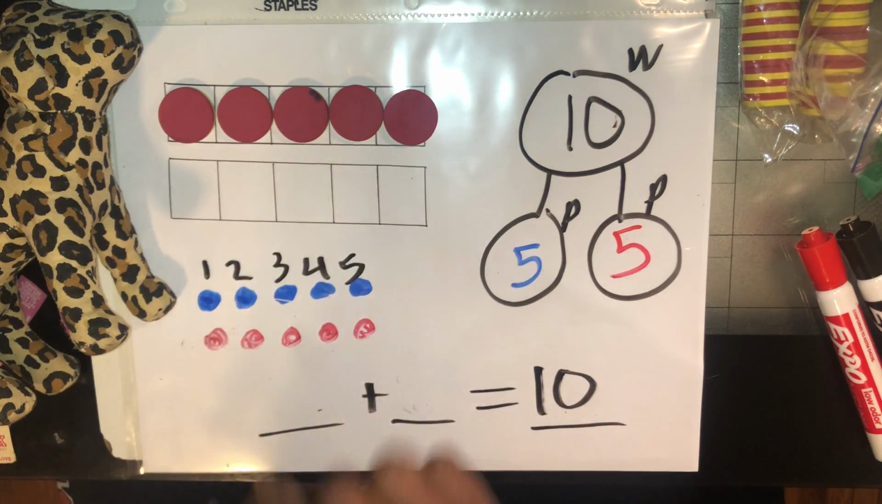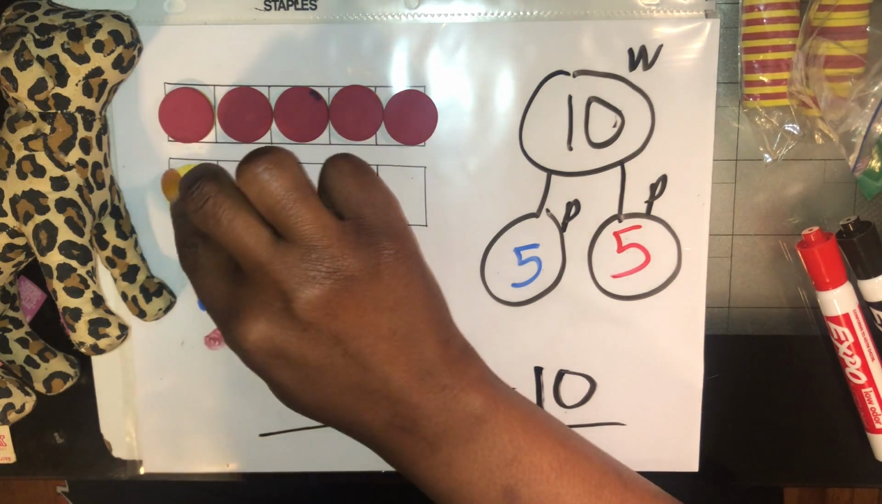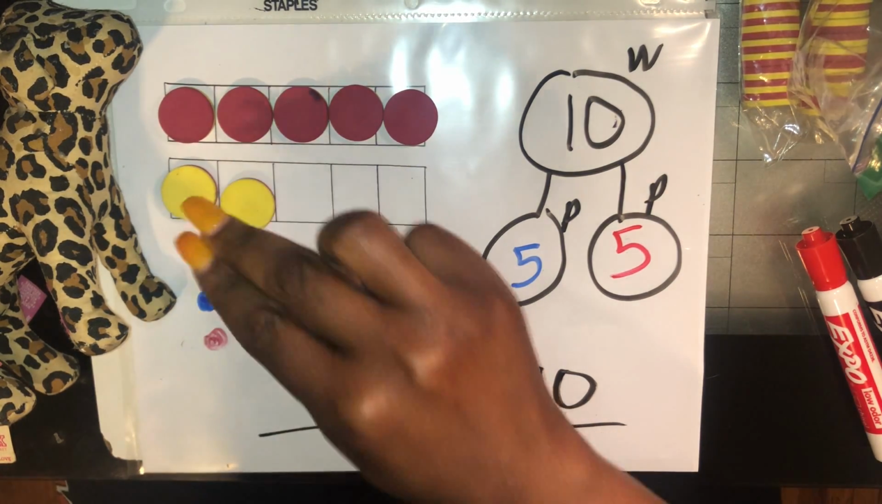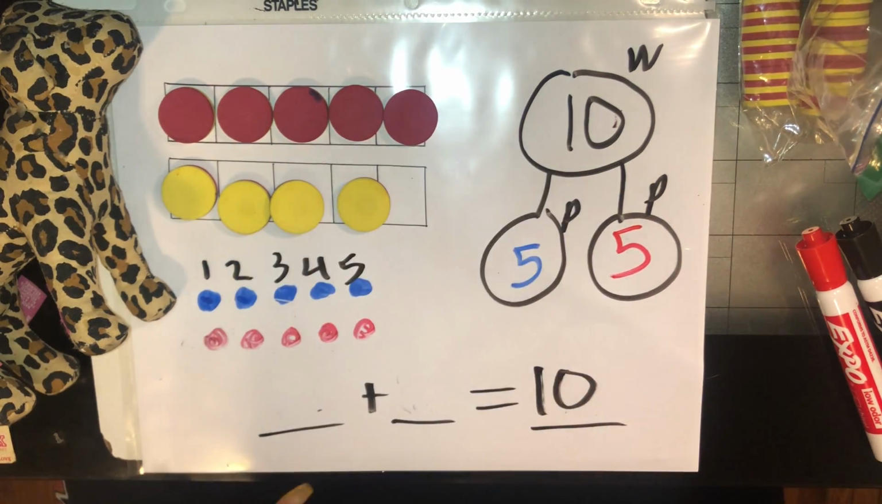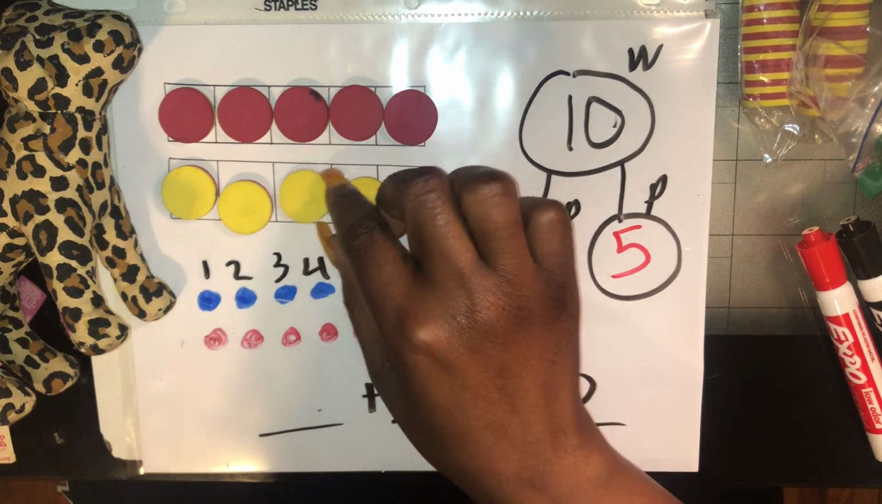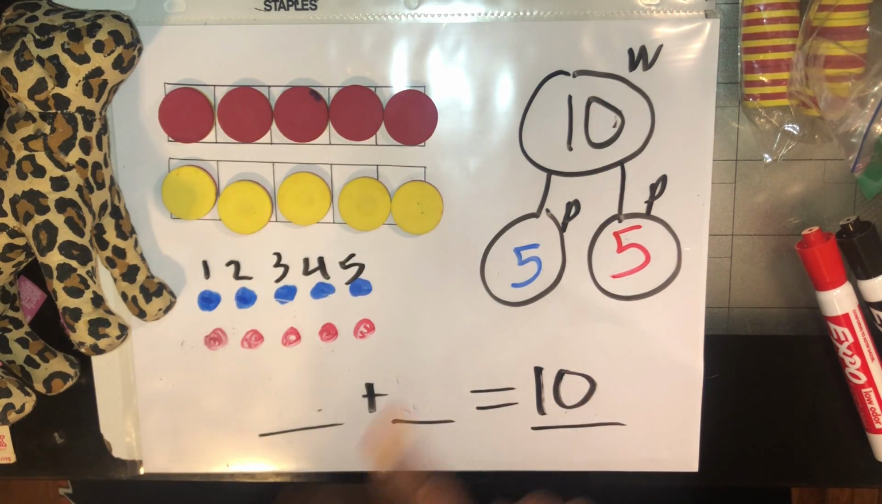Now let's use my counters. I have 5 red counters. How many more do I need to make 10? Watch how I do this. 1, 2, 3, 4, 5. Oh, so 5 red and 5 more yellow will make 10.